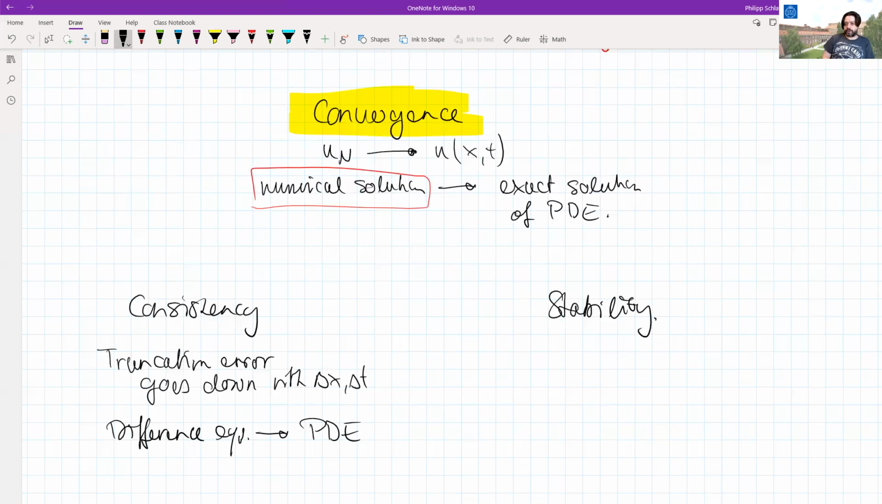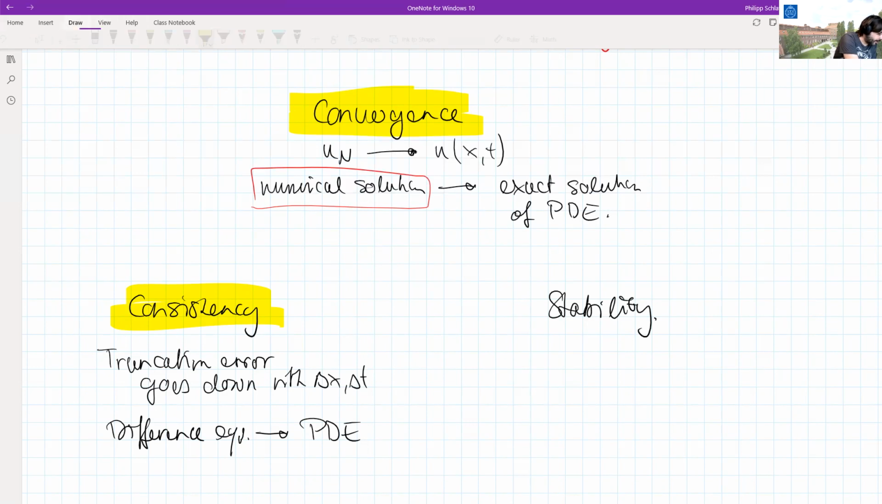The concept of an order is also tightly connected to the consistency. The order of a numerical scheme is typically the order of the truncation error. So for instance, if you think of a first order scheme for calculating a finite difference or a derivative, that means that the truncation error has a leading error term which is of order delta x. So that is consistency, that the difference equation goes to the partial differential equation.